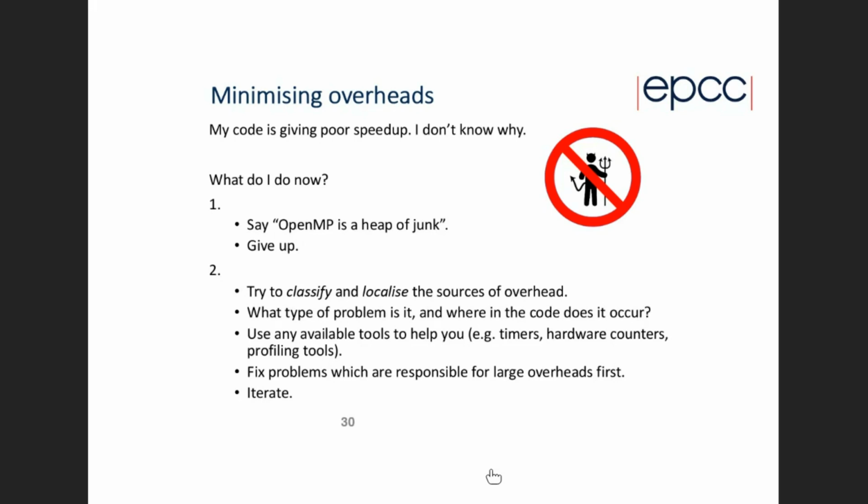What you need to do, I think, here is really just an extension of the normal process you would go through for sequential optimization. It is basically to try to classify and localize the sources of overhead. So what type of problem is it? Which one of the 6 evils, or possibly more than one of the 6 evils, is causing the problem, and whereabouts in the code is it happening? If you can figure that out, then you have a fighting chance of doing something about it.